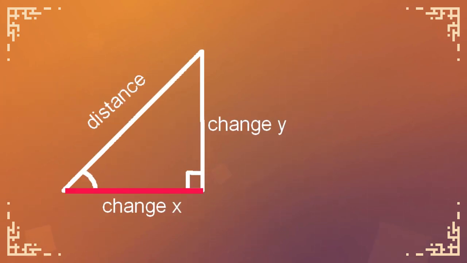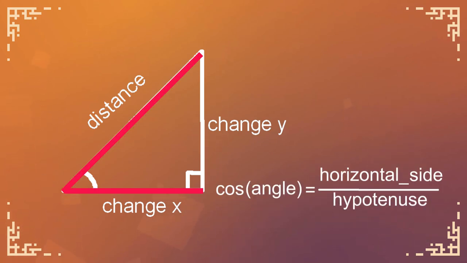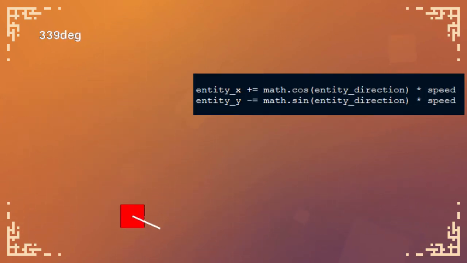Cosine is the horizontal side divided by the hypotenuse. If you remember what I said earlier, sine is for y, cosine is for x, and tangent is for both. Also remember that I said it's nice to think of the hypotenuse as the distance and the sides of the triangle as the changes in the x-axis and the changes in the y-axis. Using this knowledge, we can write some code for one of the most basic uses of trigonometry in game development. We can make something move in a specific direction based on an angle. This code is in Python, but it should be readable to anyone.